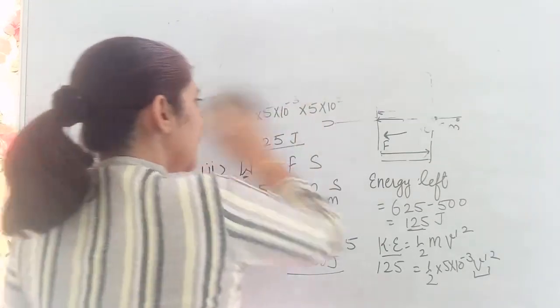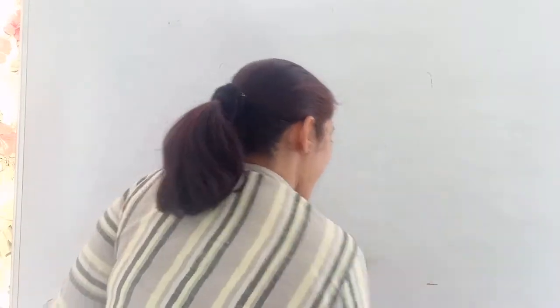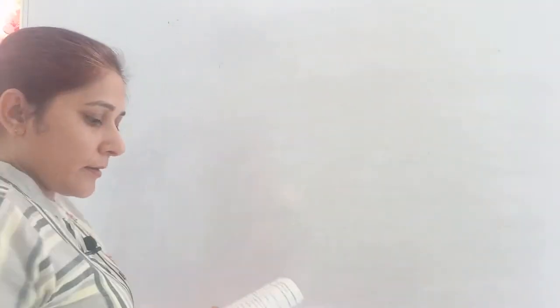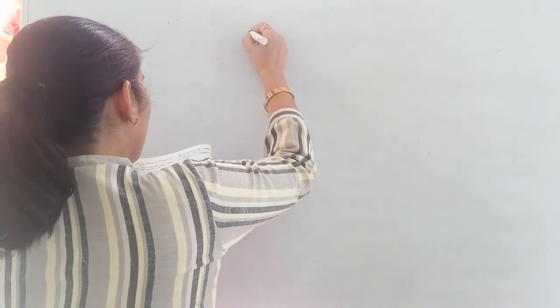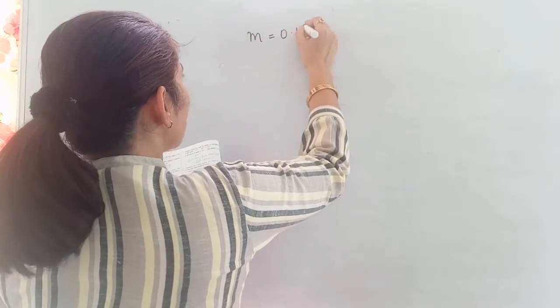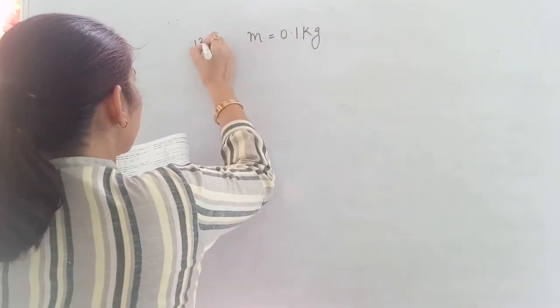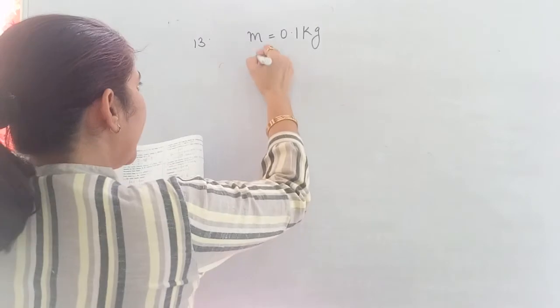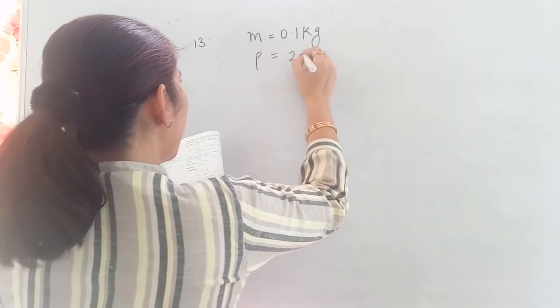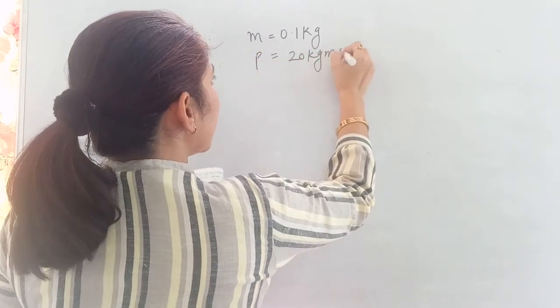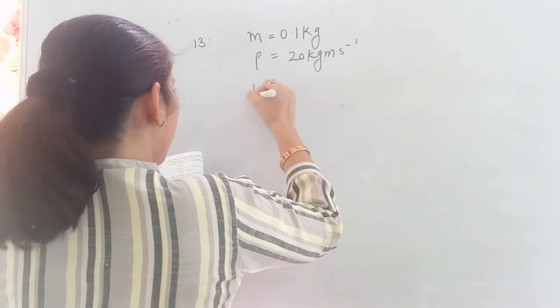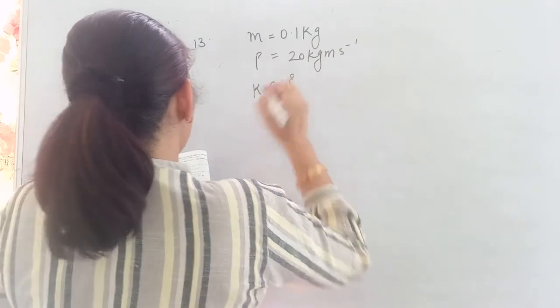Now the next one is: calculate the kinetic energy of a body of mass 0.1 kg. Mass is given as 0.1 kg. This is 13th. Okay. And momentum. Momentum is given as 20 kilogram meter second inverse. And we need to find out kinetic energy of this.